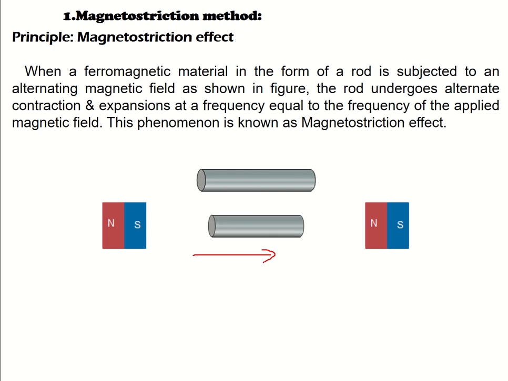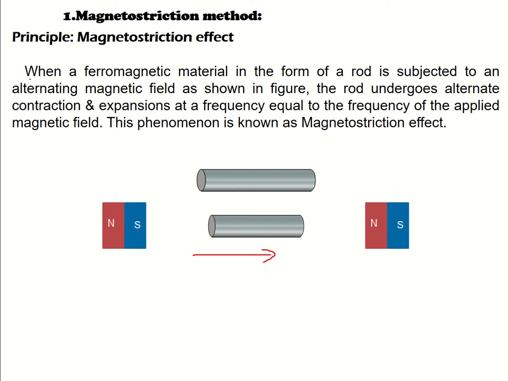That means if a magnetic field is applied in one direction, the length of this ferromagnetic rod will increase, and in the other direction, its length will decrease. So if we alter the direction of the magnetic field continuously, at that time the length of this ferromagnetic rod will continuously increase and decrease.